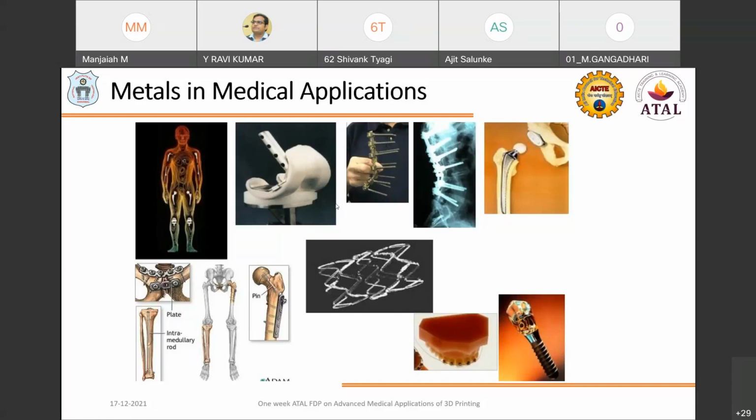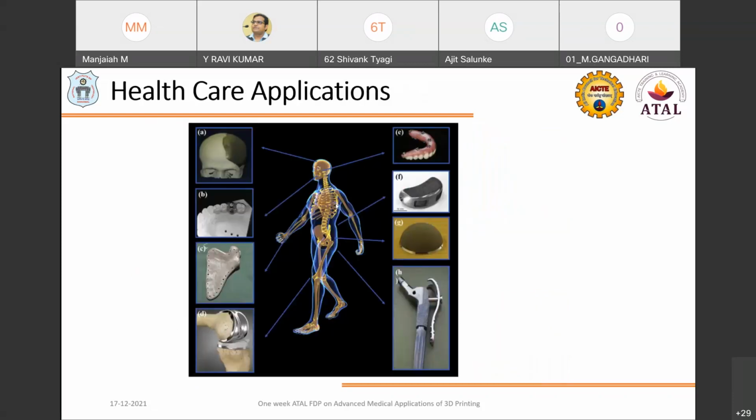Even till today it is widely applied in the biomedical field, not only in the repair of human tissues, but also in orthopedic and dental applications, cardiovascular stents, microfluidic devices, and even medical electronics, which can be made with these metals using the 3D printing process. And if you see here, in healthcare applications we majorly use metals and alloys for particular applications in the human body.